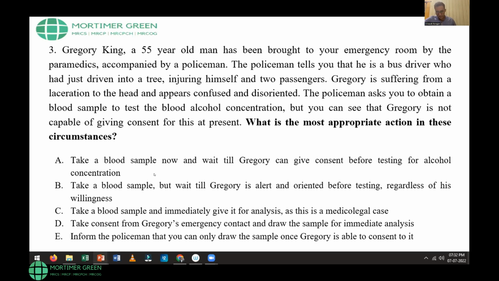So let's see. We have got a lot of opinions in the chat. Saf has mentioned. So there's a lot of conflicting opinions. So let's look at the answer.